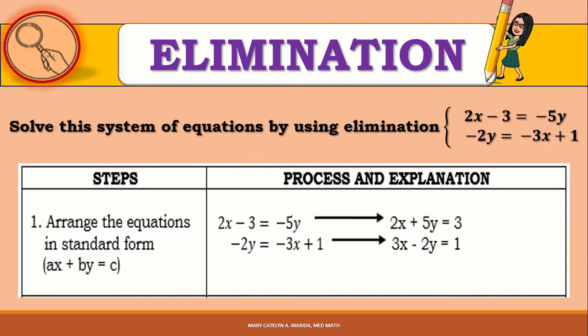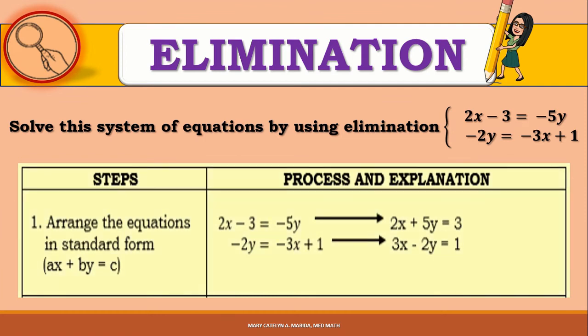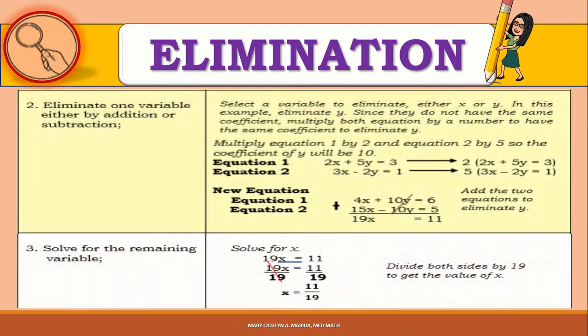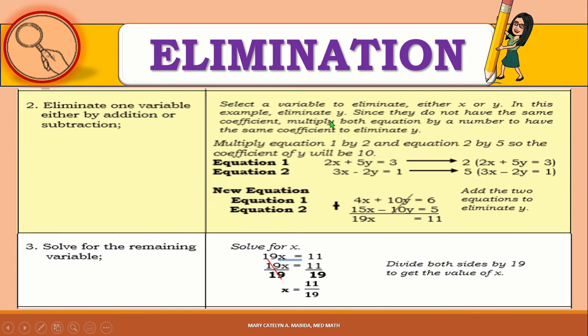Let's try that with our first example, which is 2x minus 3 is equal to negative 5y, and negative 2y is equal to negative 3x plus 1. Step 1, arrange the equations in standard form. So we have 2x plus 5y is equal to 3 and 3x minus 2y is equal to 1. Next, we select a variable to eliminate, either x or y. In this example, we eliminate y.